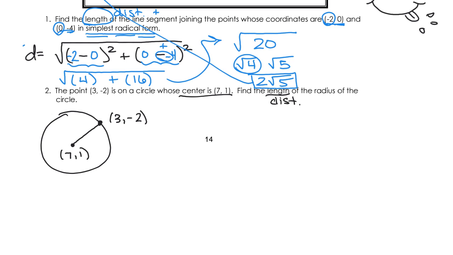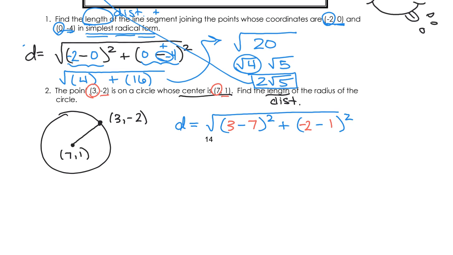So we're going to say D equals big long square root, parentheses squared, plus parentheses squared, with minuses in between. Now we take our x coordinates because they come first, which is 3 and 7. Then our y coordinates come second, which is -2 and 1. And now we're just going to clean it up.